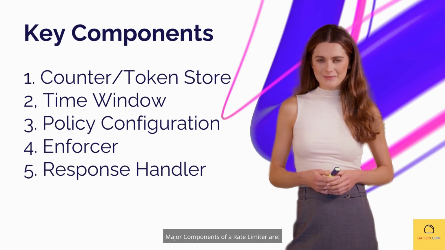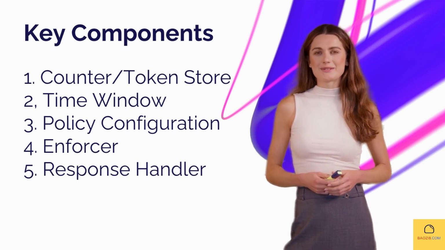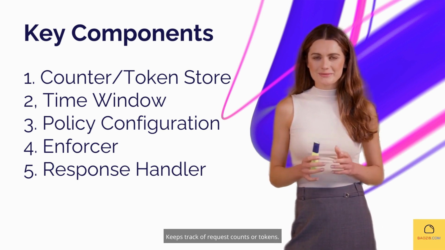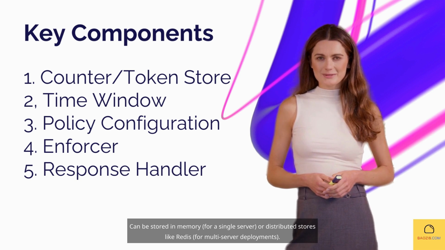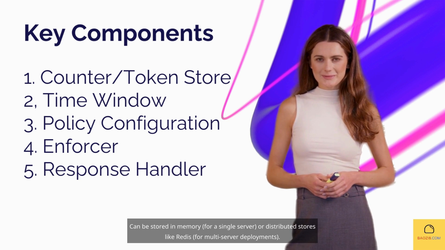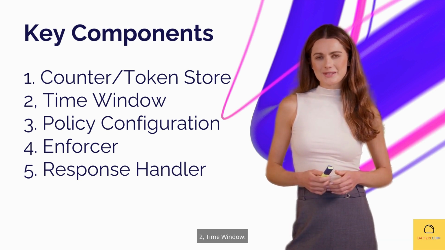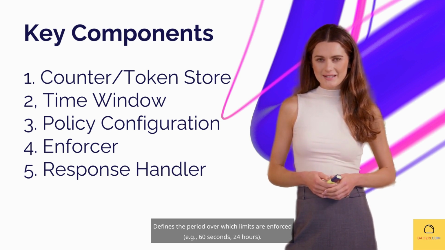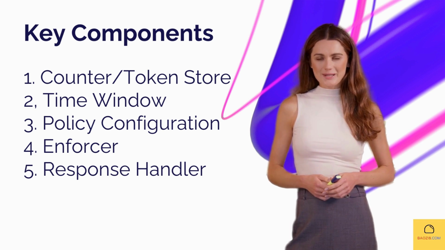Major components of a rate limiter are: 1. Counter/token store. Keeps track of request counts or tokens. Can be stored in memory for a single server or distributed stores like Redis for multi-server deployments. 2. Time window. Defines the period over which limits are enforced, e.g., 60 seconds, 24 hours.